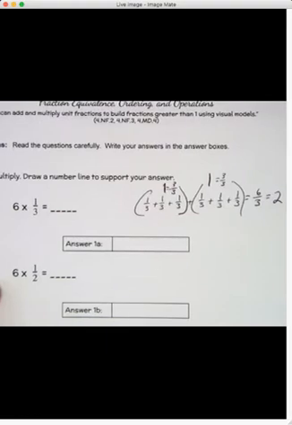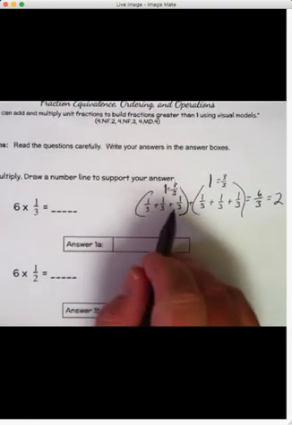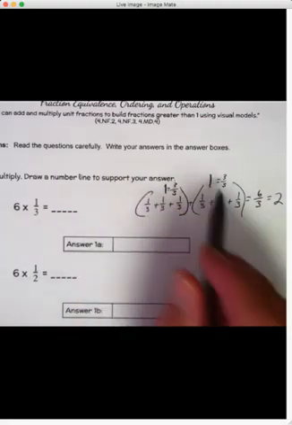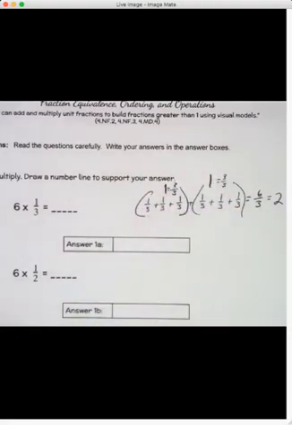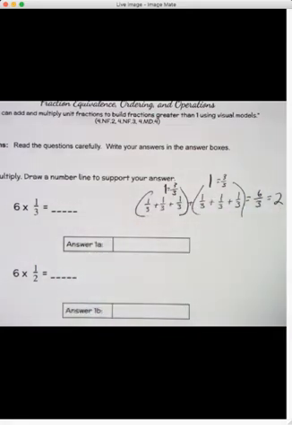6/3 equals 2 because this is one group of whole. This group represents 1 and this group represents 1 is what I'm trying to say. So we have 1 and 1, and that's 2. Another way to think about this, what's 6 divided by 3? It's 2. Okay, 6 divided by 3 is 2. So that's another way to think about it.